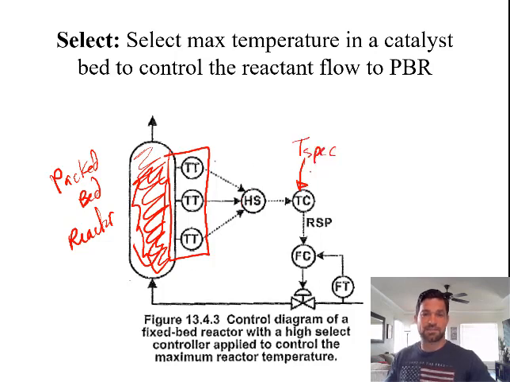For the temperature of the system, we have a T specified. We take the maximum temperature, and the controller will adjust the flow of the reactants. So we have the flow of reactants into the system to keep the temperature where we want it to be. So select control can be used in terms of temperature measurements in addition to control systems.